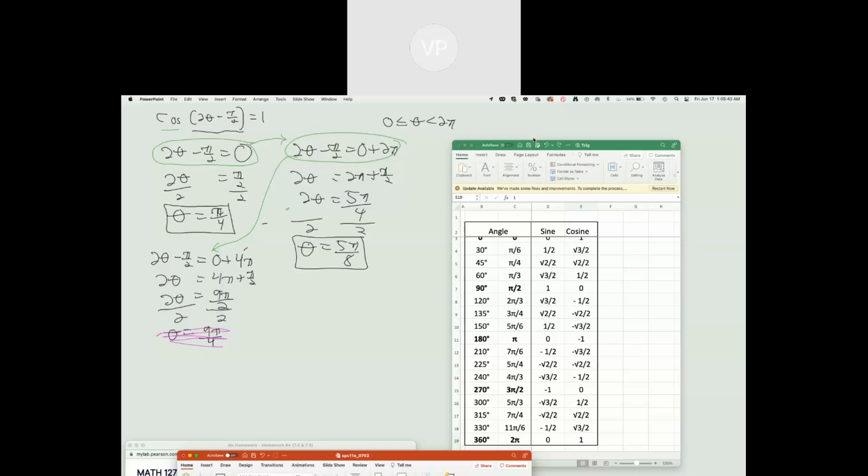So the only solutions that it looks like I have are these two right here. I've added 2 pi, it worked. I added 4 pi, it did not work. And I have my original.